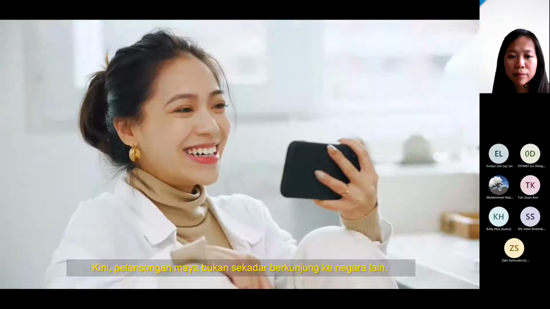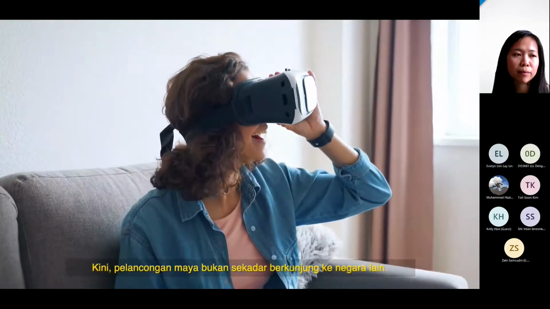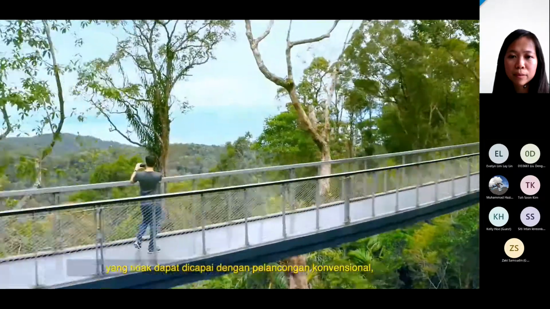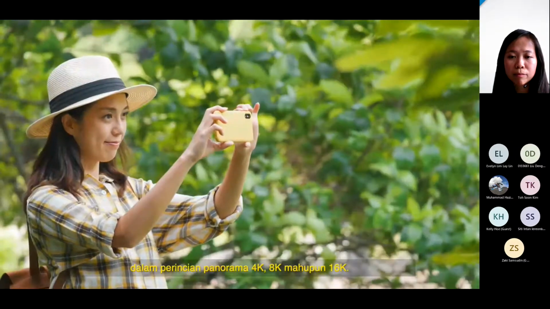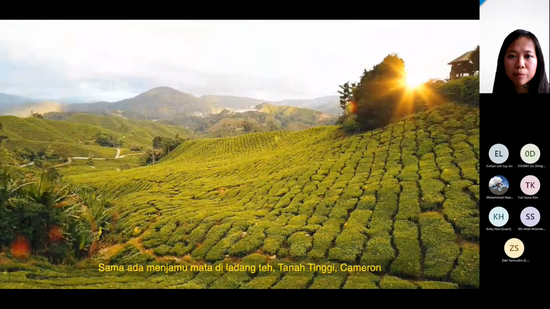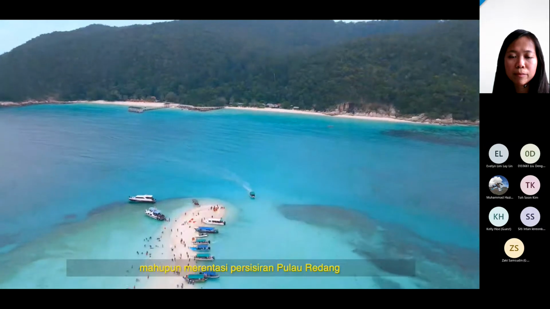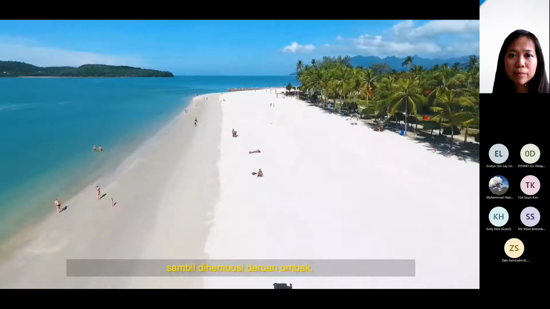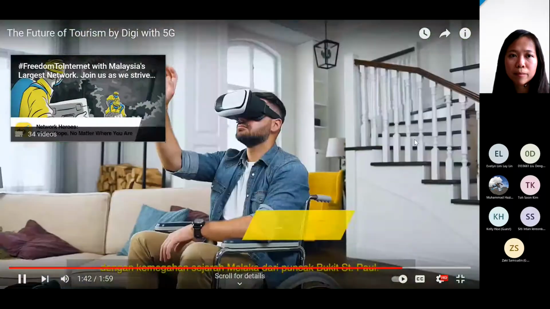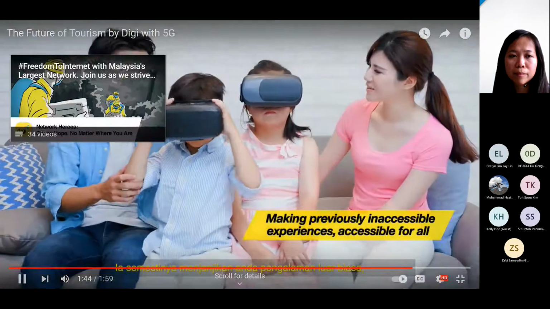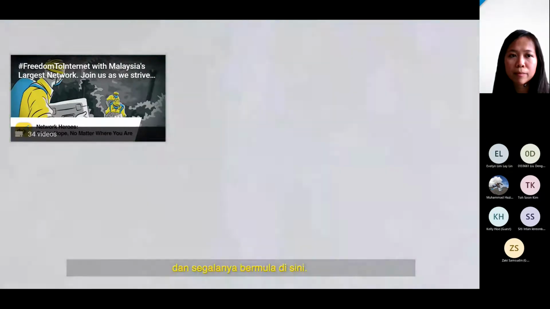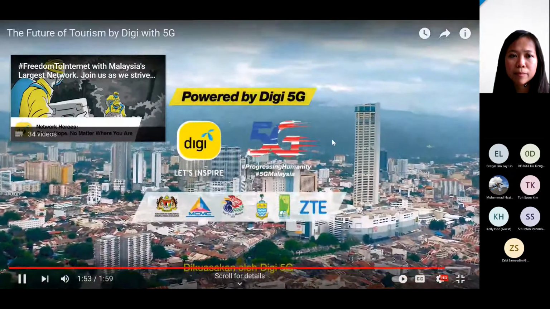With that said, virtual tourism is now more than just traveling to countries far away. It's the unraveling of breathtaking sceneries beyond the capabilities of conventional tourism in finer detail of 4K, 8K, or even 16K, like overlooking tea plantations in Cameron Highlands, being on the shores of Redang Island serenaded by the sound of the waves, or staying immersed in centuries of Malaccan history from the top of St. Paul's Hill, granting you once-in-a-lifetime experiences from home. The possibilities are endless, and it all begins here, powered by DG 5G.